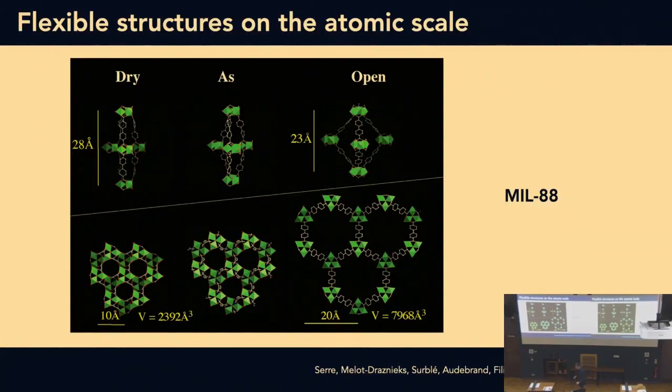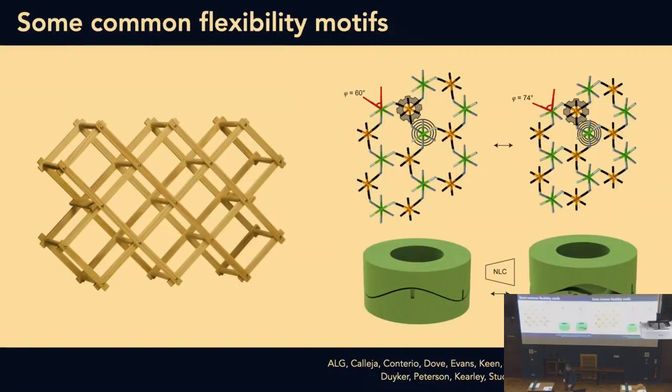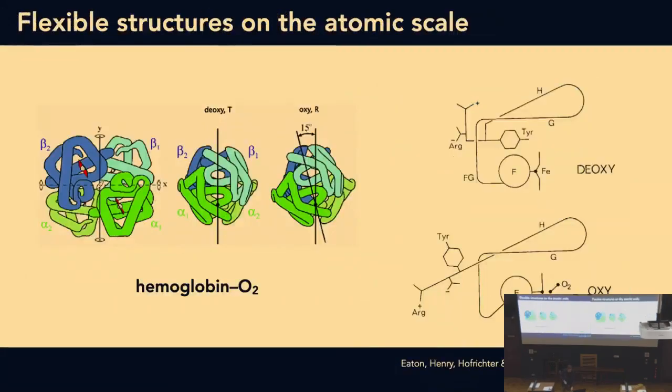It's called MIL-88, for example. So two different states, that's a kind of flexibility. And there are lots of games you can play. We've been talking about wine racks. In the field, there are lots of different geometric motifs you might use. You can imagine things like ratchets and springs and so on. So there's a whole field of playing around with different versions of those, and I won't go into all of those today. Just thought I'd make a link, though, of course, if these things work on the atomic scale in artificial materials, it's no surprise that nature uses exactly these same ideas.